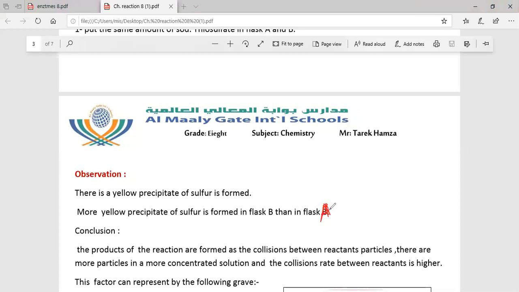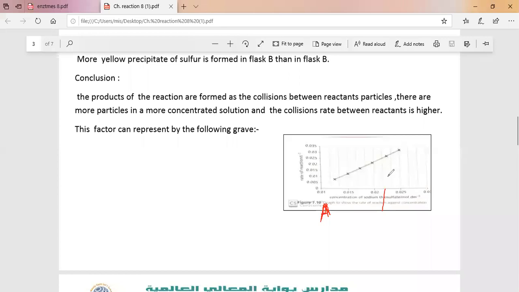Why? Because the products of the reaction are formed by collisions between the particles. There are more particles in a more concentrated solution, and the rate of collisions between reactants is higher. This factor can be represented by this graph. This means when the concentration of the reactant increases, the rate of reaction increases.